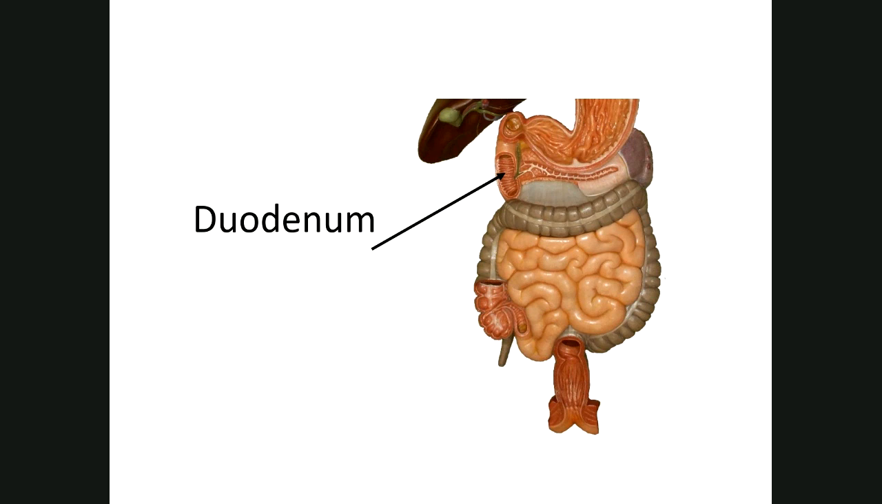All right, so there's 3 parts to the small intestine. So if on the test there's an arrow pointing to this area, or an arrow pointing to this area, or an arrow pointing to this area, don't just put small intestine.